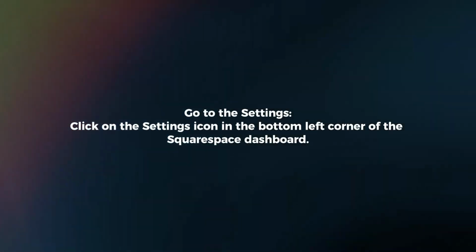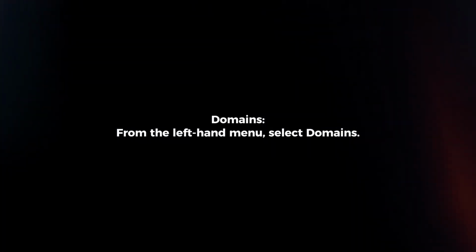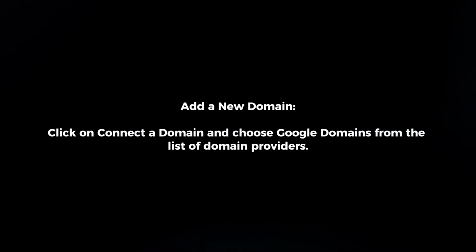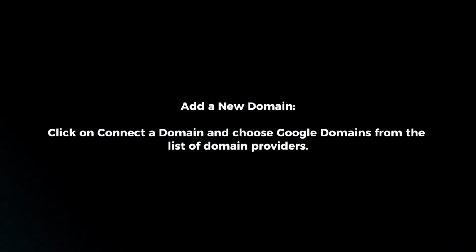Go to the settings. Click on the settings icon in the bottom left corner of the Squarespace dashboard. Domains. From the left-hand menu, select Domains. Add a new domain. Click on Connect a domain and choose Google Domains from the list of domain providers.